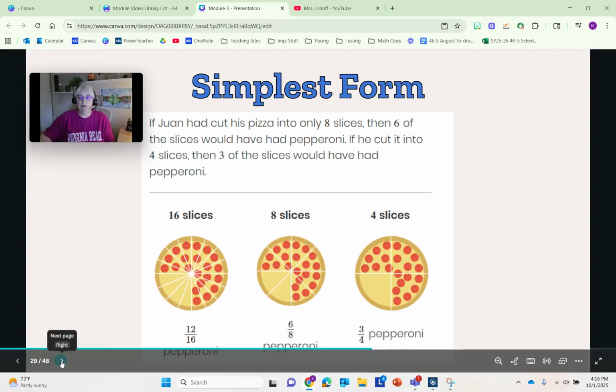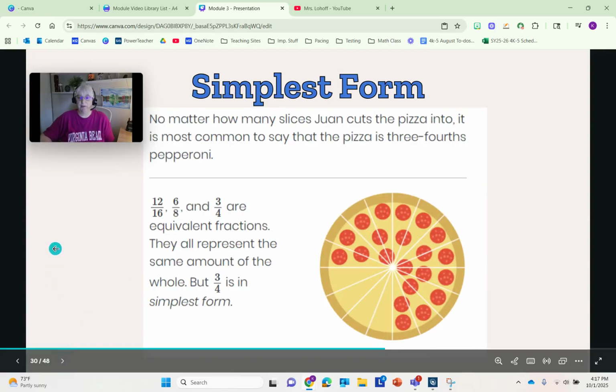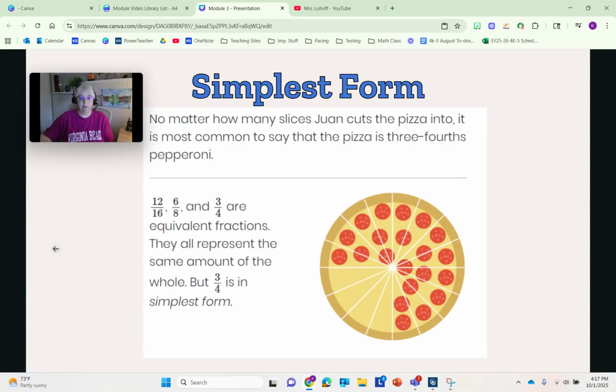So when we want to reduce it to its simplest form, we have to find the smallest fraction, one that we can't make any smaller, to represent the same amount. And that's what it says here. No matter how many slices one cuts the pizza into, it is most common to say that the pizza is 3/4 pepperoni. 12/16, 6/8, and 3/4 are all equivalent fractions. They all represent the same amount, but 3/4 is the simplest form.